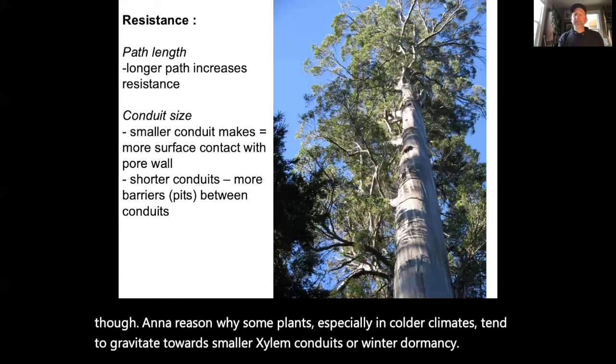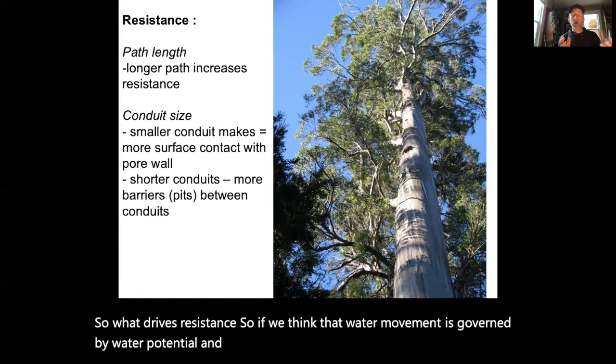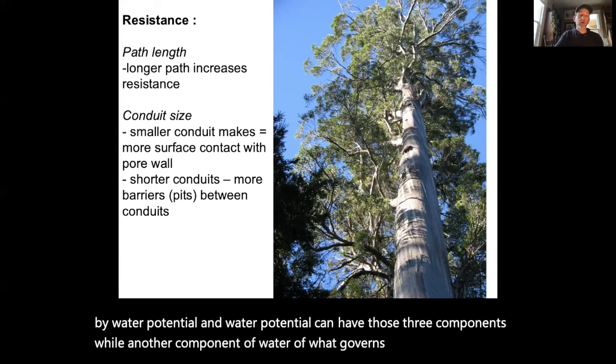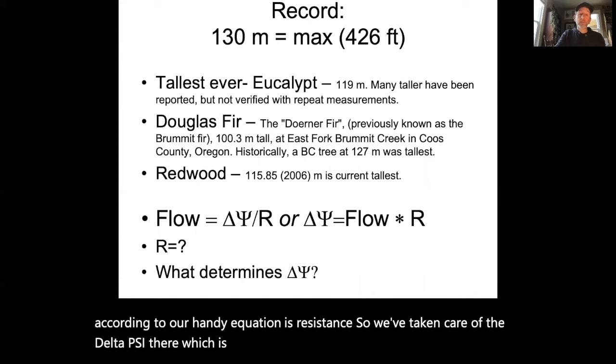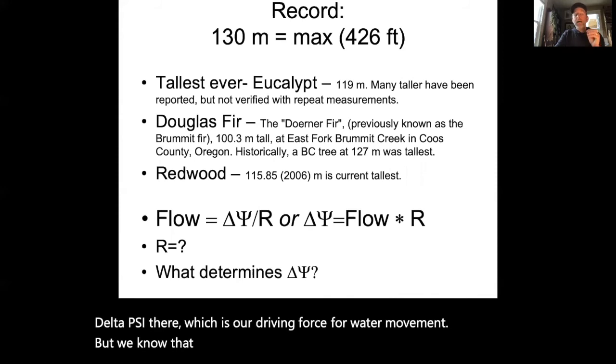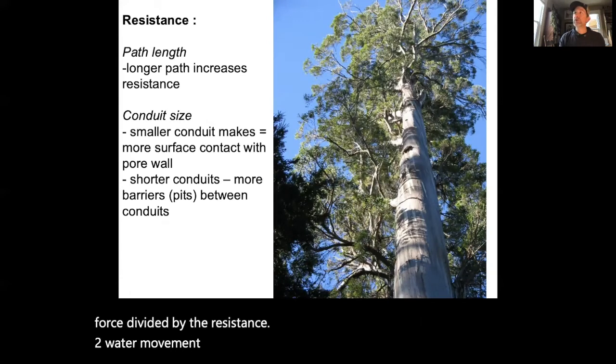So what drives resistance? If we think that water movement is governed by water potential, and water potential can have those three components, well, another component of what governs water movement according to our handy equation is resistance. So we've taken care of the delta psi there, which is our driving force for water movement. But we know that flow is going to be driven by delta psi, or this driving force, divided by the resistance to water movement. Well, resistance can have multiple components too.